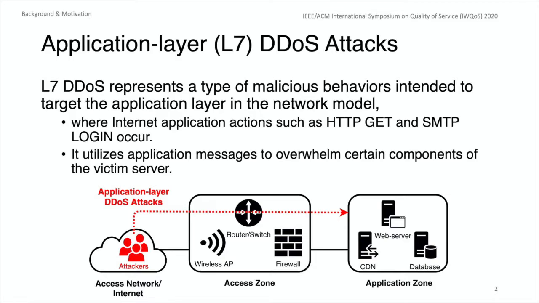Application layer DDoS attack, or L7 DDoS attack, is different from traditional DDoS attack. It represents a type of malicious behavior intended to target the application layer in the network model. Usually, traditional DDoS targets the lower layers, for example, overwhelming the link, the router, or the switch. However, L7 DDoS directly uses L7 messages to attack the application.